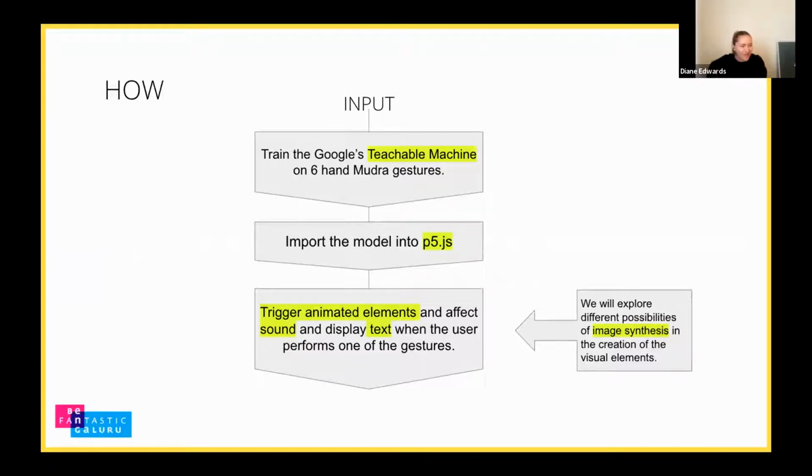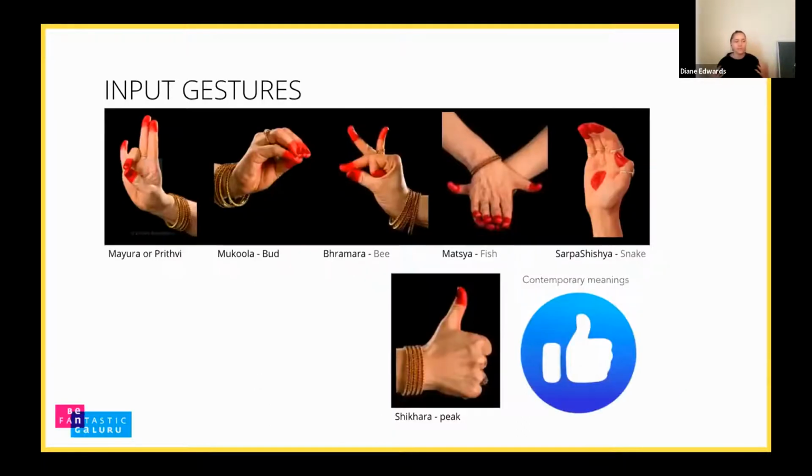Sorry, it's going super fast. So the how: we're going to use Teachable Machine, and we're going to train it on 6 hand mudra gestures, and import the model to P5.js and trigger animated elements and affect sound, display text when the user performs one of the gestures. And we're thinking we're going to play with image synthesis to create some of these visual elements, which will take inspiration from the natural world. So Upasana, do you want to take one?